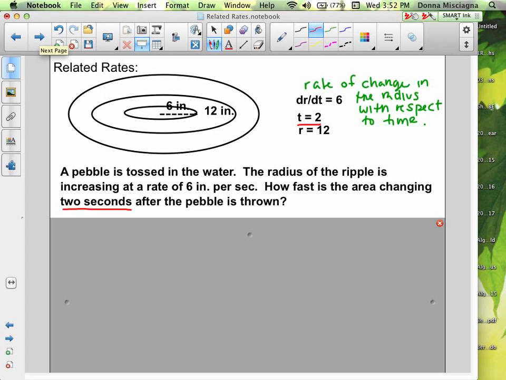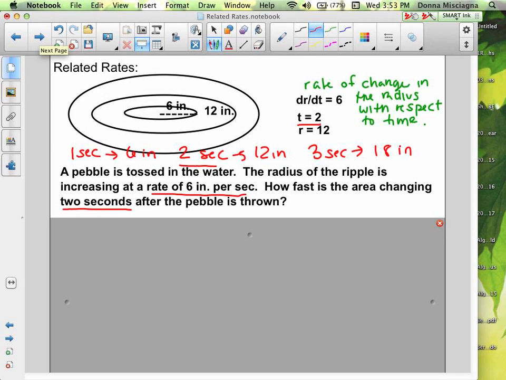Okay. We can find our radius just by recognizing that our radius is going to increase at a rate of 6 inches per second. So at 1 second, we're at 6 inches. And at 2 seconds, we're at 12 inches. And at 3 seconds, we'd be at 18 inches, although we don't care because we're just asked for 2 seconds.